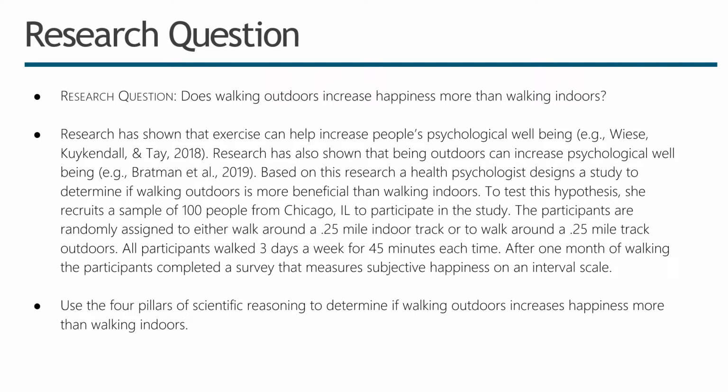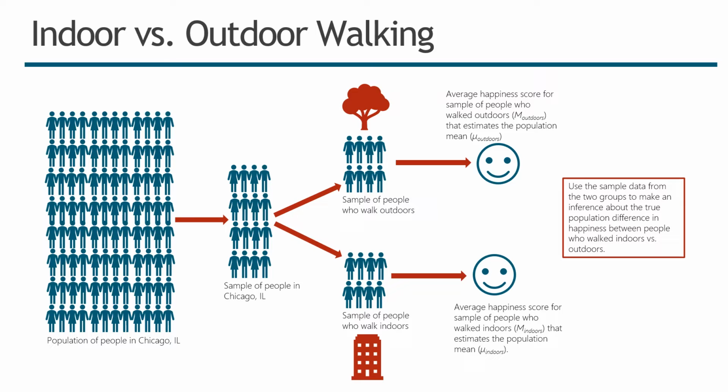And to test this hypothesis, she recruits a sample of 100 people from Chicago, Illinois to participate in the study. The participants are randomly assigned to either walk around a quarter-mile indoor track or to walk around a quarter-mile track outdoors. All participants walked 3 days a week for 45 minutes each time, and after 1 month of walking, the participants completed a survey that measured their subjective happiness on an interval scale. And we're going to use the 4 pillars of scientific reasoning to determine if walking outdoors increases happiness more than walking indoors. Here's a graphical depiction of this study design.